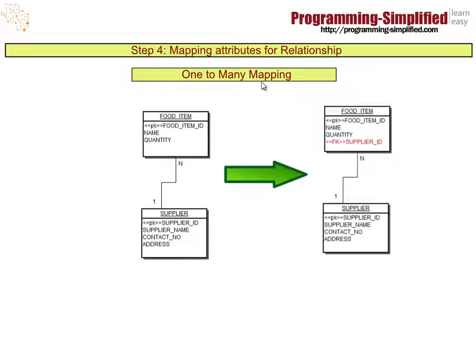For one-to-many mapping, unlike one-to-one mapping, we have to compulsorily take the primary key of the one side, that is supplier ID mentioned over here, and introduce it in the many side as the foreign key. So over here, supplier ID will be introduced in this table as a foreign key that is been shown over here.